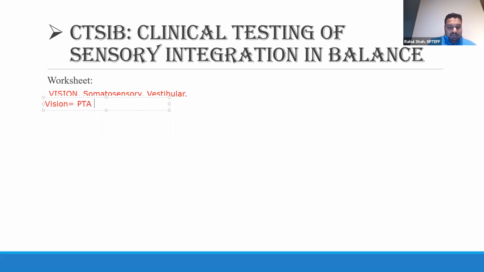PTA license. So now, right? Now people will start connecting. Somatosensory will be the PT license, and vestibular will be money, right? That's about what we need. So I'm going to take this here.